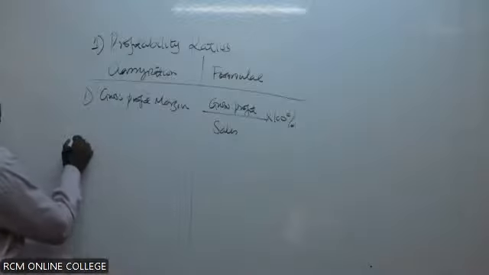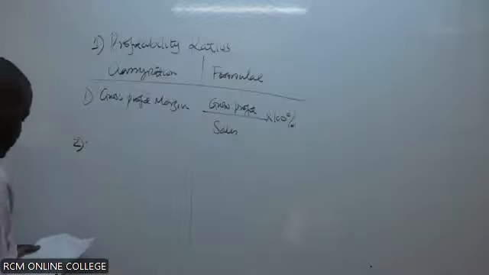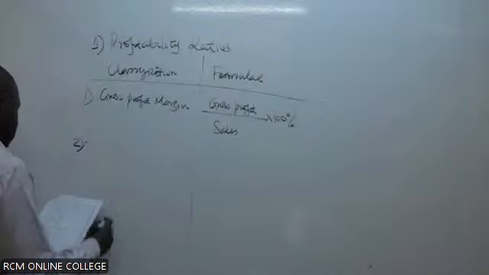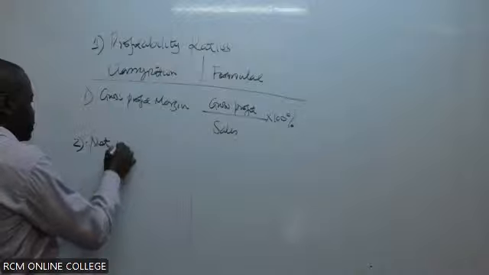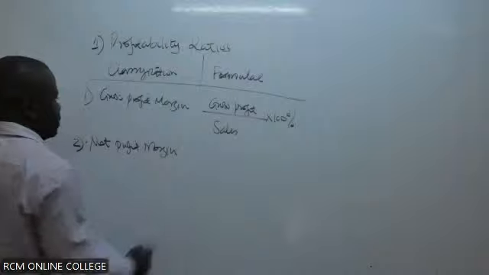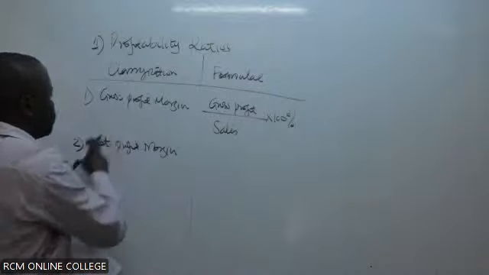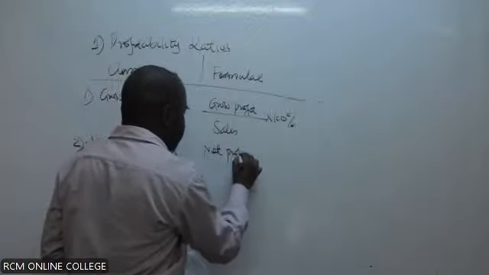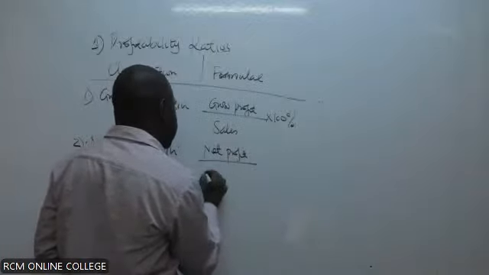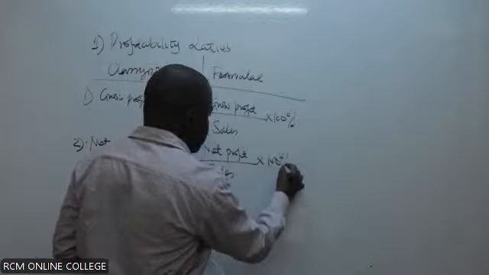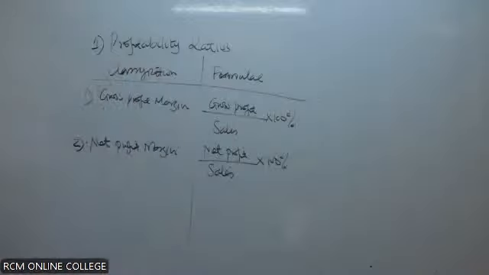Then another profitability ratio we can have is net profit margin. Since here we are using gross profit, automatically here we are using net profit. So it will be net profit, you divide by the sales, you multiply by 100%. So that is the formula for net profit margin.